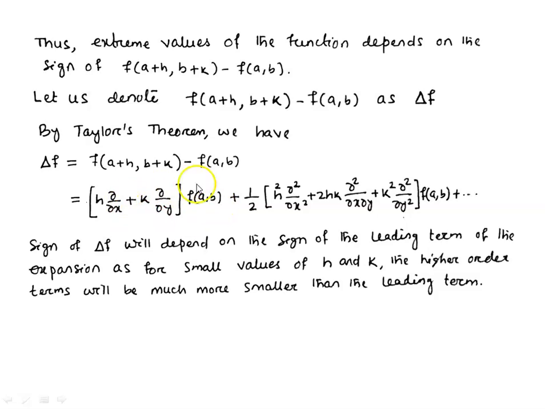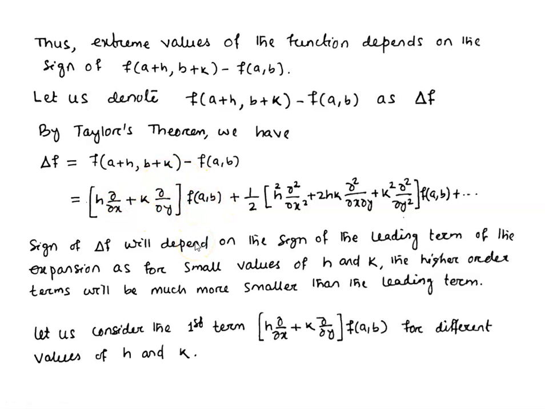So if we consider the first term of this difference, our first term is h ∂/∂x plus k ∂/∂y. Here ∂f/∂x at (a, b) is the partial derivative of the function f with respect to x at (a, b), and ∂f/∂y at (a, b) is the partial derivative of the function f with respect to y at (a, b). Now let us consider this first term for different values of h and k.